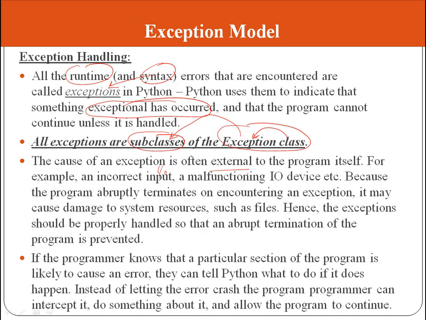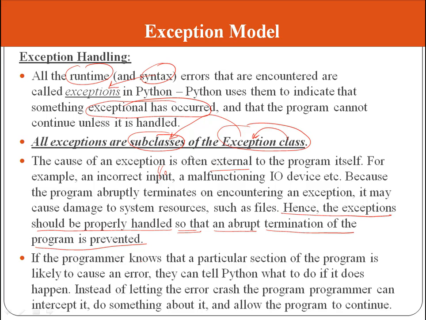Because the program abruptly terminates on encountering an exception, it may cause damage to system resources as well, such as files. So the files may get corrupted. Hence, the exceptions should be properly handled so that an abrupt termination of the program is prevented. So this is exception handling. Why is it required? So that an abrupt termination of the program is prevented.